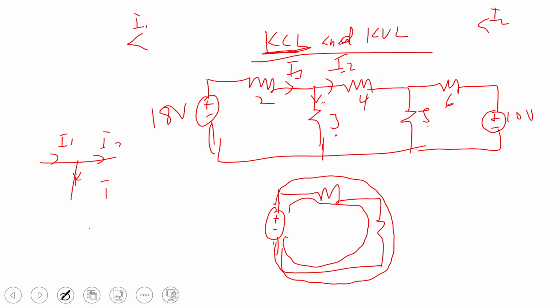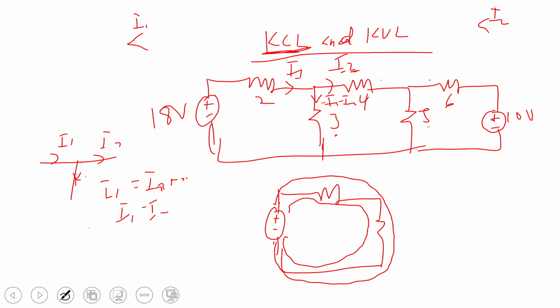So I'll say that I1 is entering this junction, I2 is leaving, and the one I want to find, let me call it X, is I1 minus I2. So I will not call here I3, but I'll come and put I1 minus I2 here. So now, when I come to this junction, I only know here as I2. So I have the freedom to call another current I3.